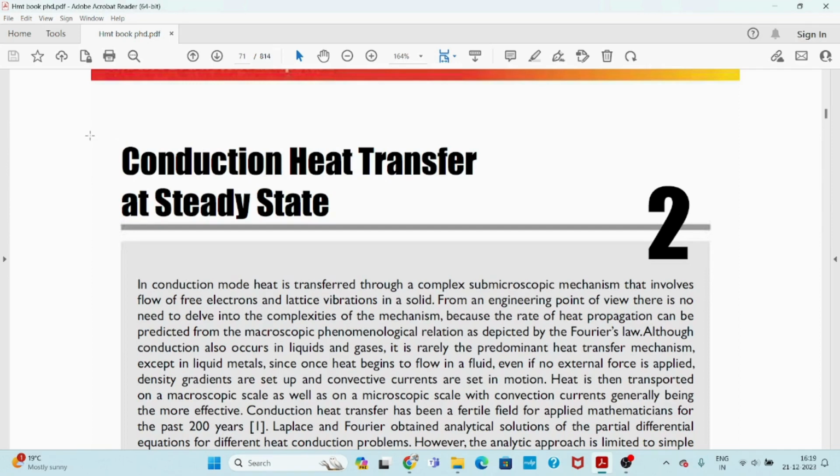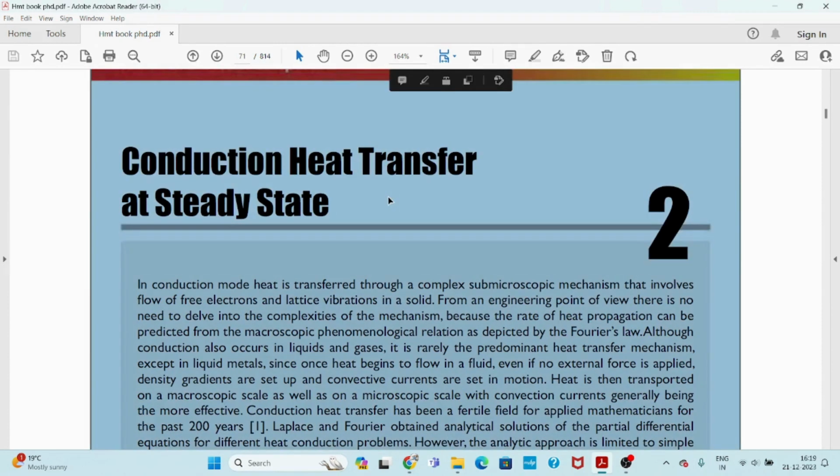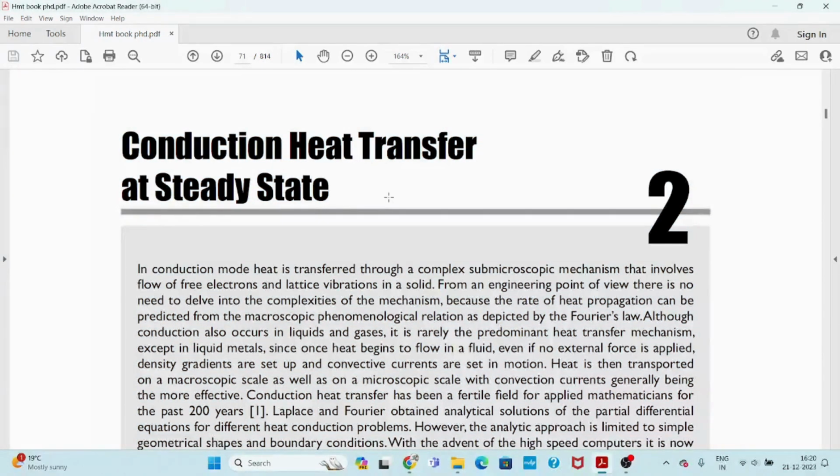In this chapter, we are going to cover conduction heat transfer at steady state. We will cover only the important things that are necessary for your exam and that will aid your preparation for a good semester examination. So let's begin. We are only going to cover the important formulas and important rules that you have to remember for your exam. Okay, let's begin.